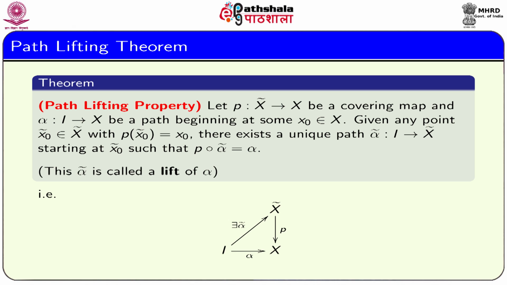So that means whenever a path alpha in X is given such that the path begins at some point x0 in capital X, then there exists a unique alpha tilde from I to X tilde such that the diagram commutes, and the initial point of alpha tilde coincides with the point x0 tilde which is mapped to x0 via the function P.